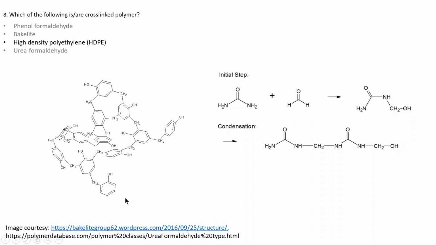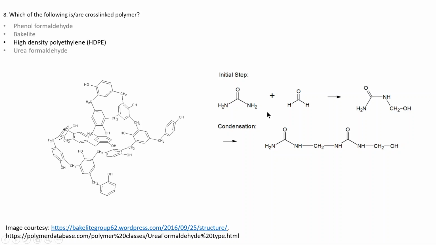As I told you in the beginning, bakelite is used for making the switch boards for electrical switches to avoid any high temperature fires, because it's a cross-linked polymer. So that is one of the correct answers for this question. Then we have urea formaldehyde. This structure right here is for the urea formaldehyde.